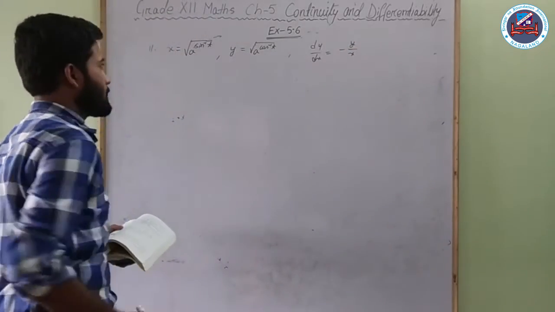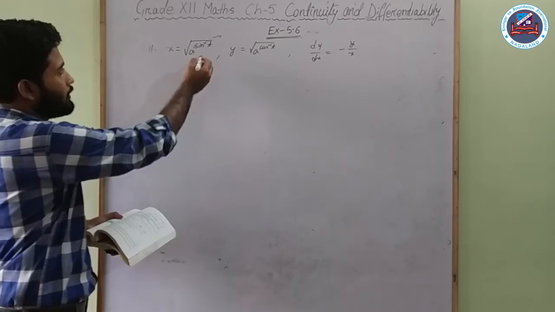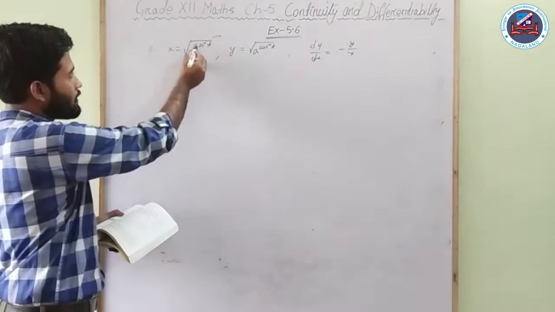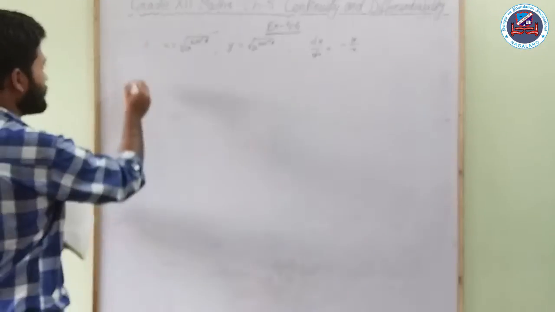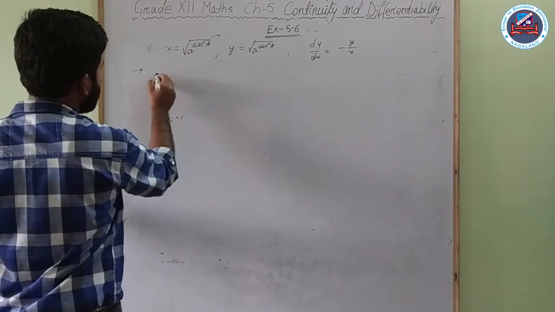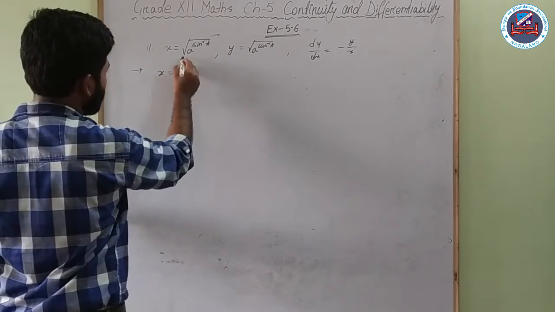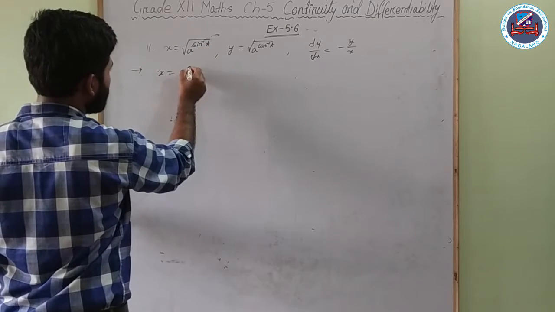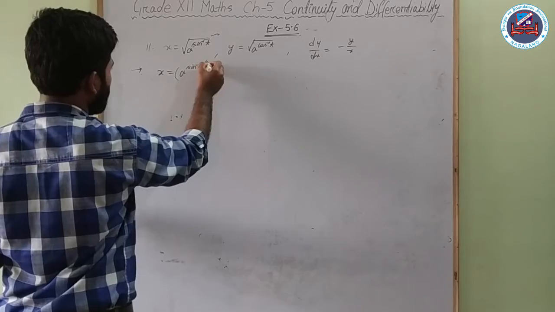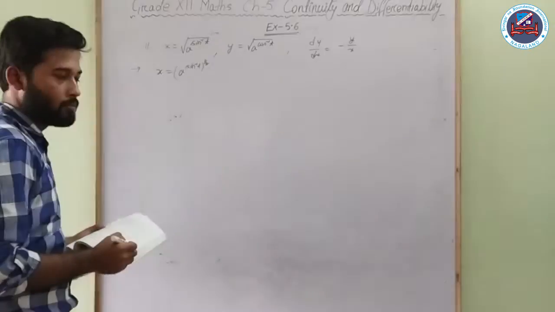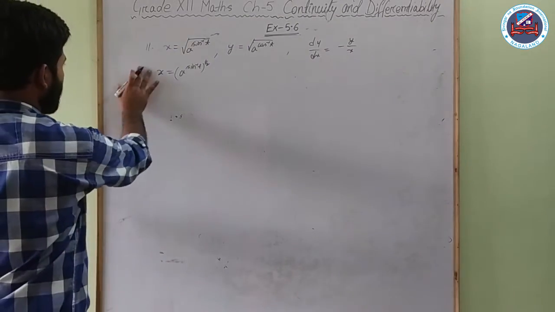So we need to show this. Now see here that this x is expressed in terms of t. That means here t is the parameter. So here x can be written as a to the power sine inverse t whole to the power 1 by 2. I am giving an arrow here.